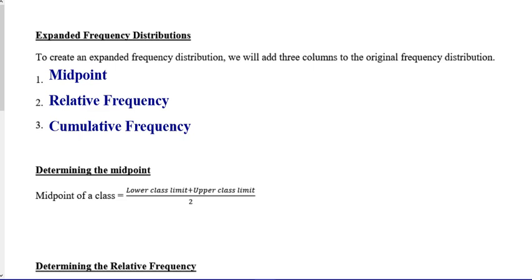So, expanded frequency distributions. To create an expanded frequency distribution, we will add 3 columns to the original one: the midpoint, the relative frequency, and the cumulative frequency. And then how do you get the midpoint? You take the lower limit plus the upper limit and divide by 2, which is how we find the average of anything all the time in math. That's like the median of a set of data.